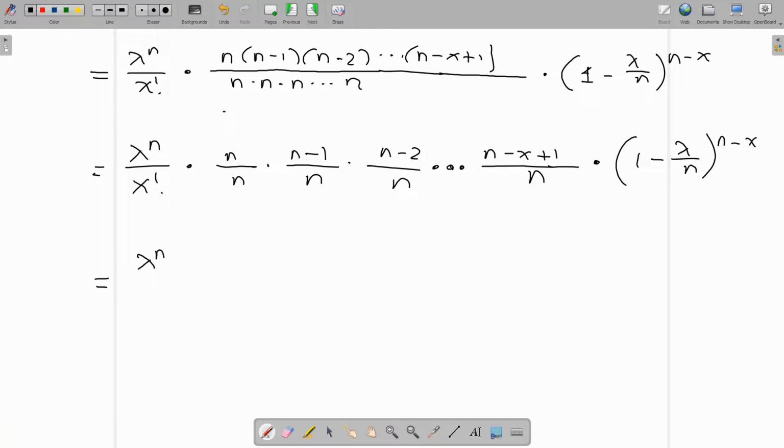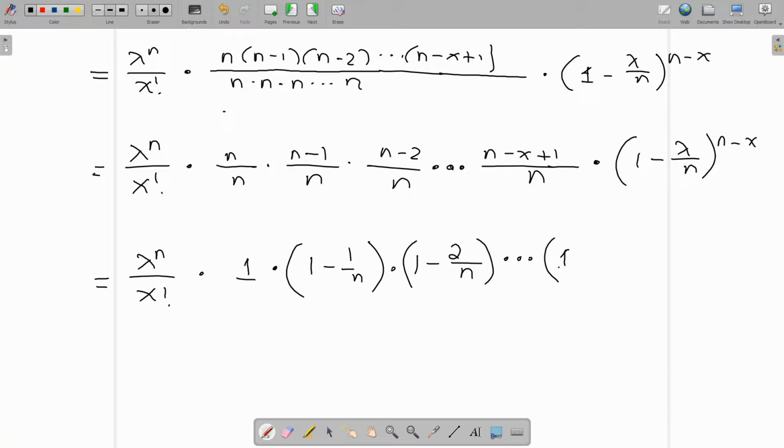So what do we get? Lambda raised to n over x factorial times, so this is simply 1, times 1 minus 1 over n, times 1 minus 2 over n, dot dot dot, up to 1 minus, what do we have here, 1 minus x minus 1 over n, multiplied by 1 minus lambda over n raised to n minus x.